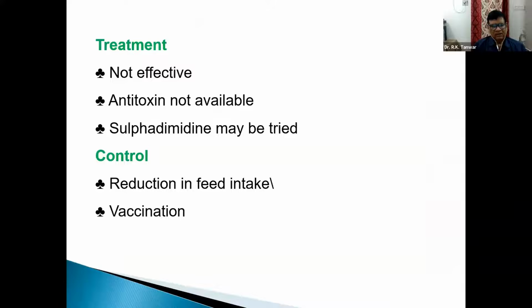As far as treatment is concerned, in my personal experience treatment is not effective because the antitoxin is not available in the market. Earlier, I think in the 70s or 80s, hyperimmune serum was available for so many diseases. Nowadays it is not available, so most of the animals die. Sulfadimidine or any other antibiotic may be tried, but the results are not encouraging. Control is reduction of feed intake and regular vaccination, very good for sheep, but again in goats the vaccination is a question mark. But to some extent, if vaccination is carried out and we restrict the ration, there are fewer chances.